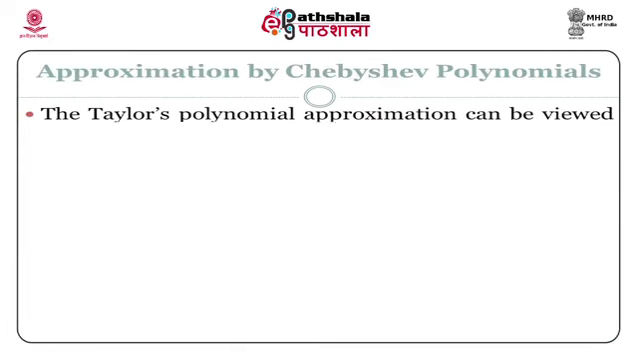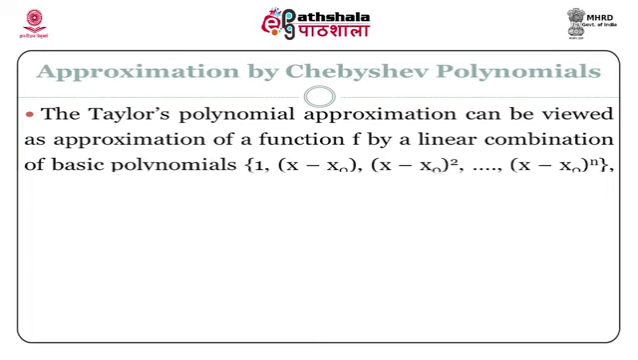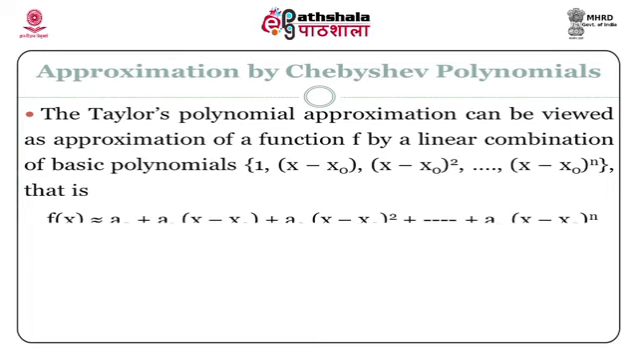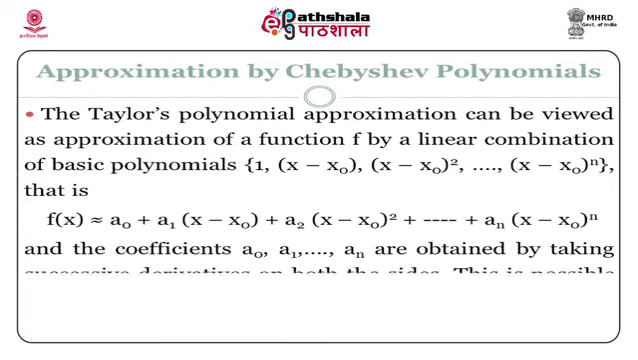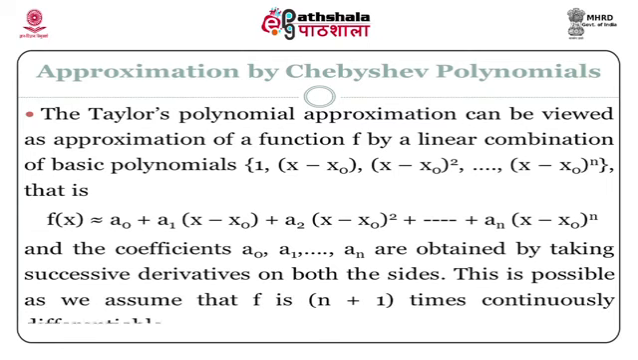The Taylor polynomial approximation can be viewed as approximation of a function f by a linear combination of the basic polynomials 1, x minus x0, (x minus x0) square, up to (x minus x0) to the n. That is, f(x) is equal to a0 plus a1 into (x minus x0) plus a2 into (x minus x0) square, like that. The coefficients a0, a1, a2, a3, an are obtained by taking successive derivatives on both sides, and this is possible as we assume that f is n plus 1 times continuously differentiable.